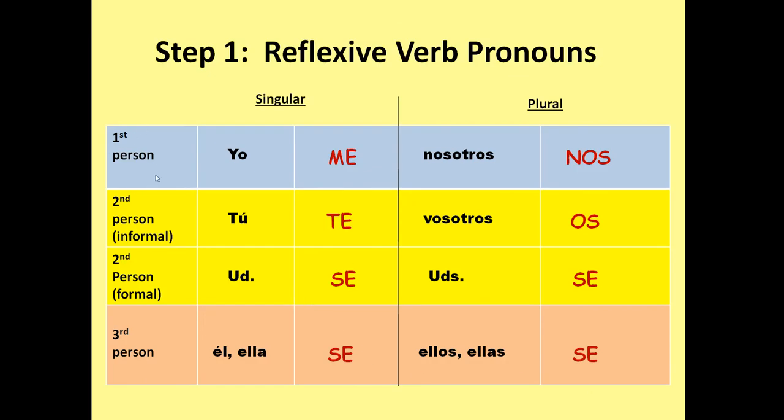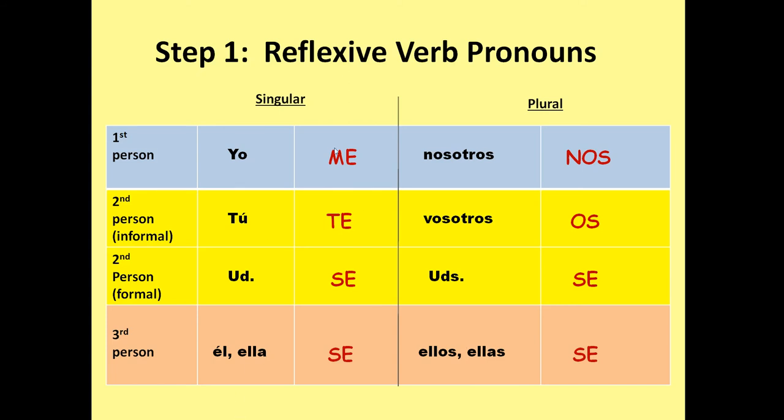If the person that is doing the action and receiving the action is yourself, the pronoun you're going to use is me. If the person that is doing the action and receiving the action is you, you're going to use te. Okay, if he or she is doing it, and they're receiving the action, you're going to use se. So these are the pronouns that you're going to use for reflexive. So that's your step 1. You're going to pick your pronoun.